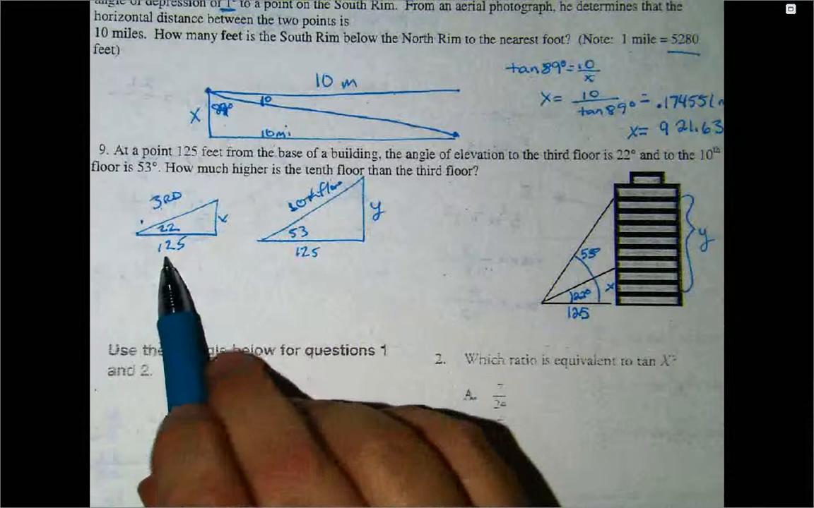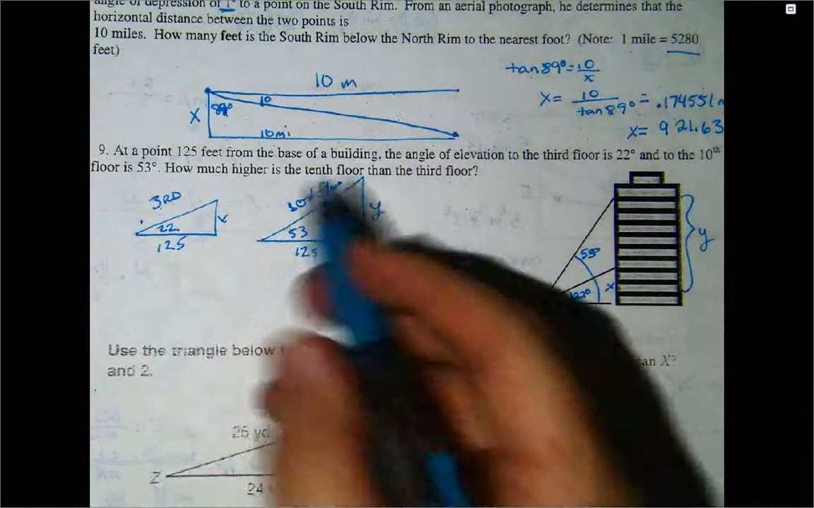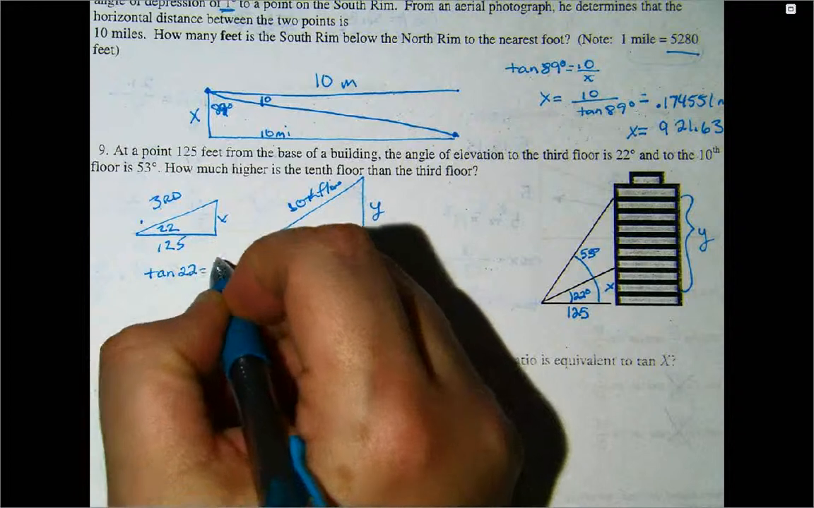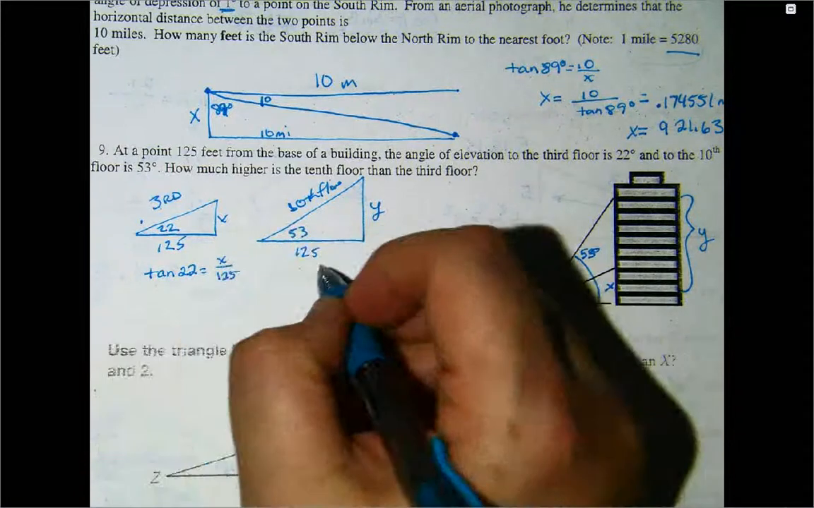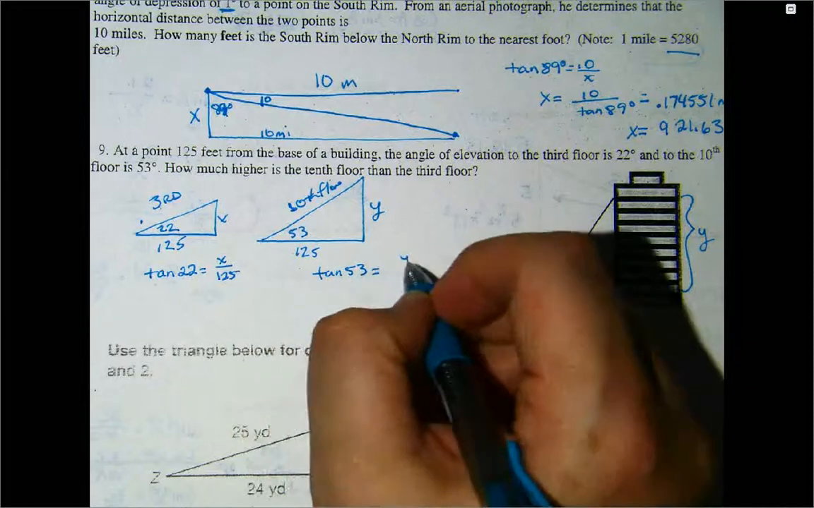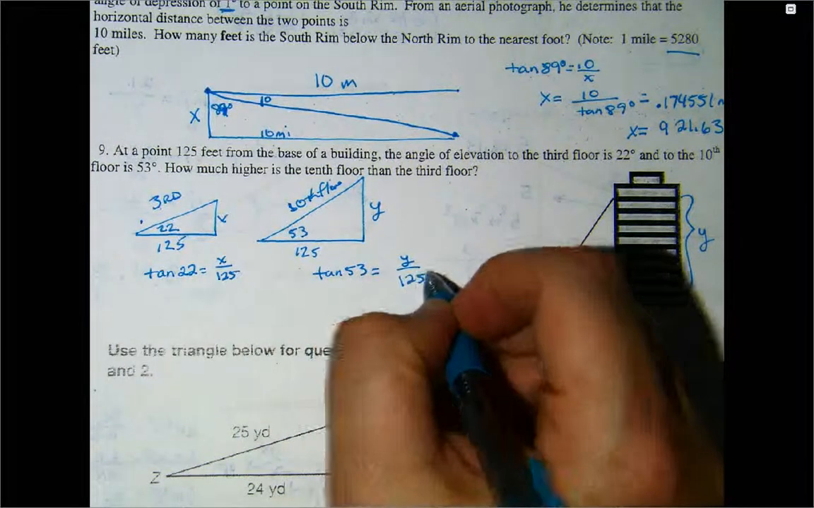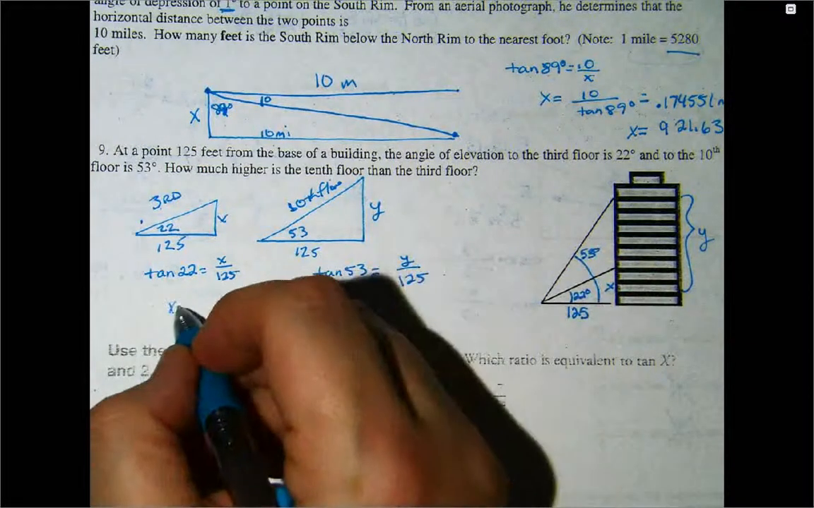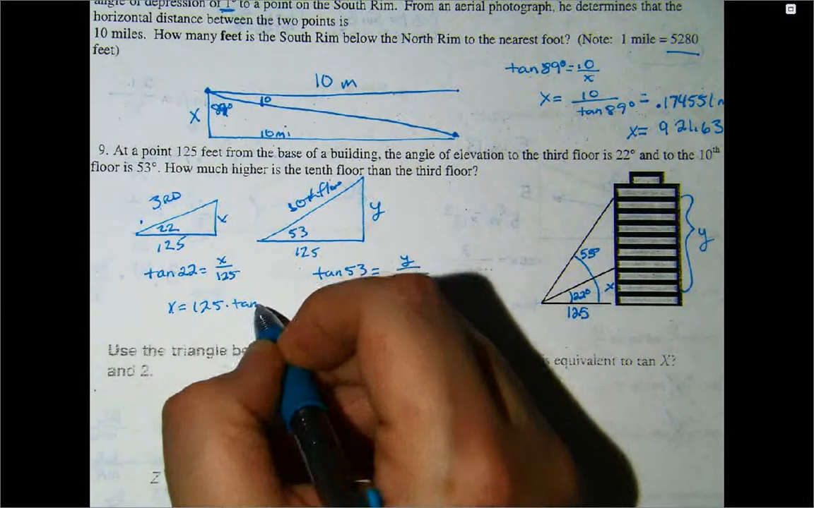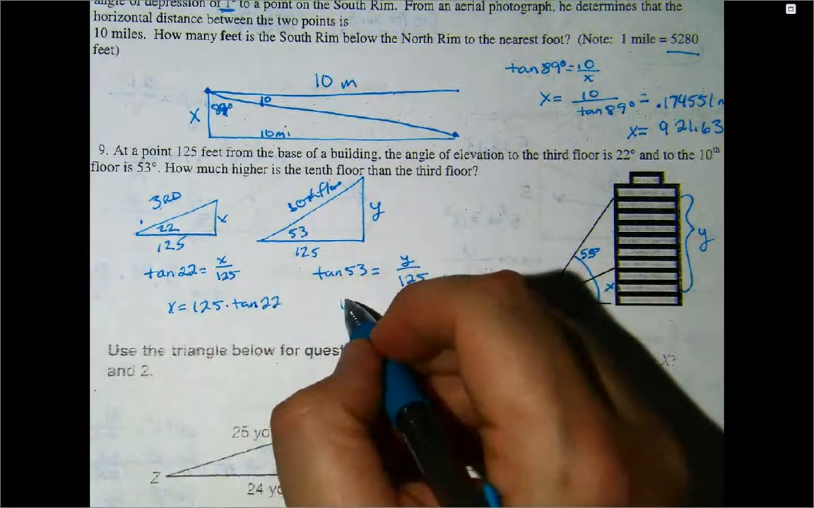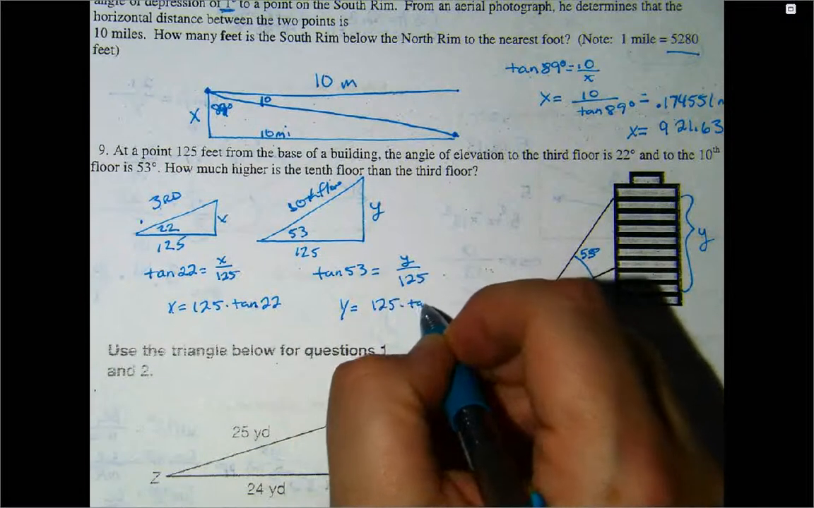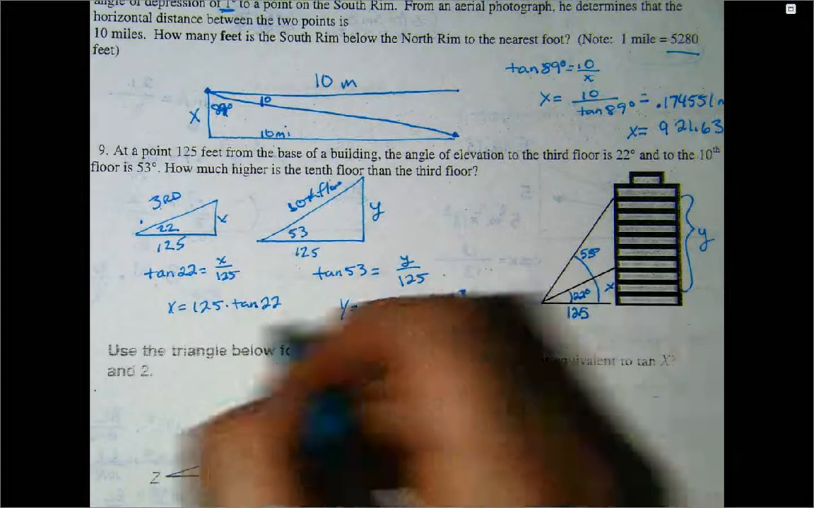Yeah, tangent of 22 is equal to x over 125. Here the tangent of 53 is equal to y over 125. So basically, x is equal to 125 times the tangent of 22 degrees. Here, y is equal to 125 times the tangent of 53 degrees. So x is going to be equal to something, y is going to be equal to something. Pull out your calculator.